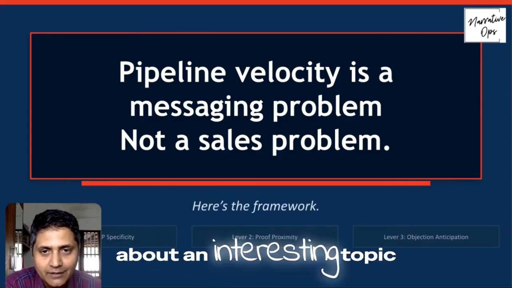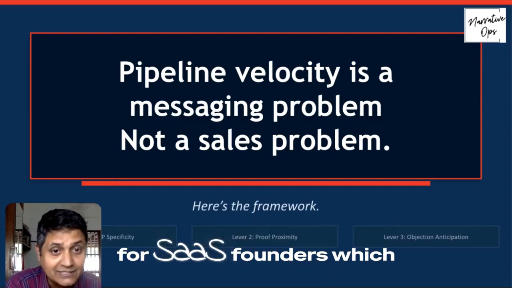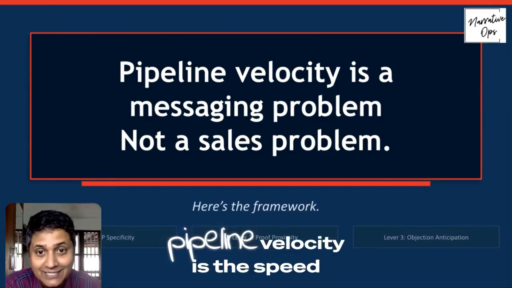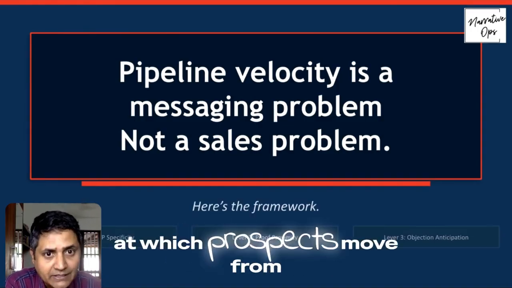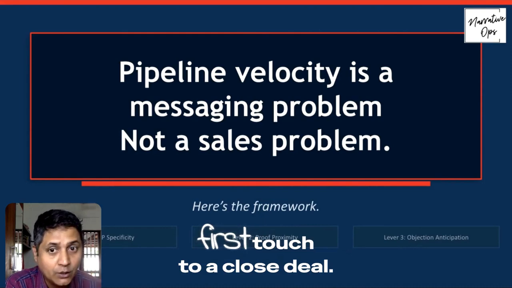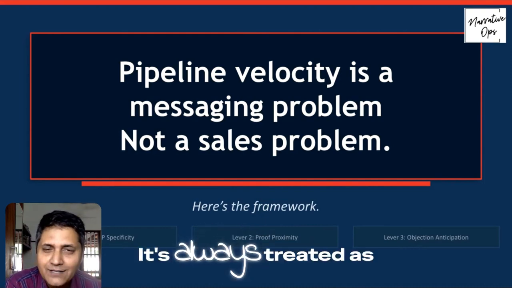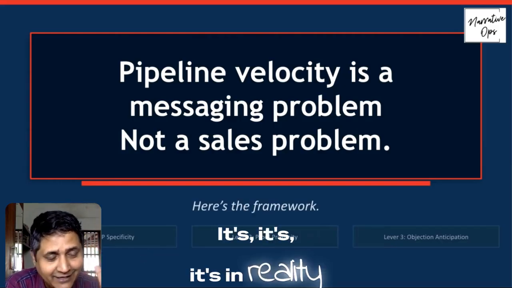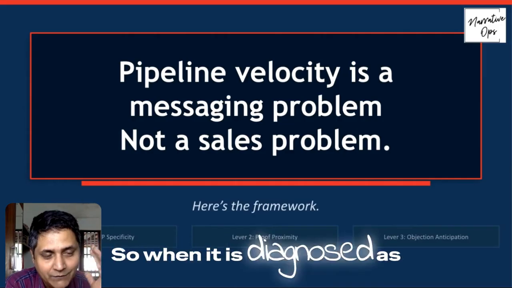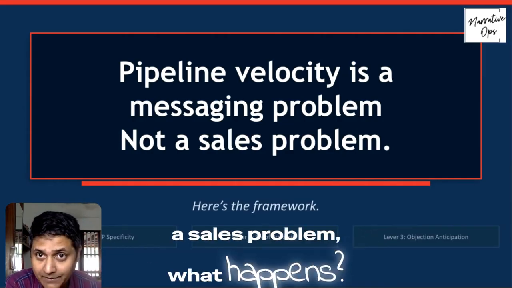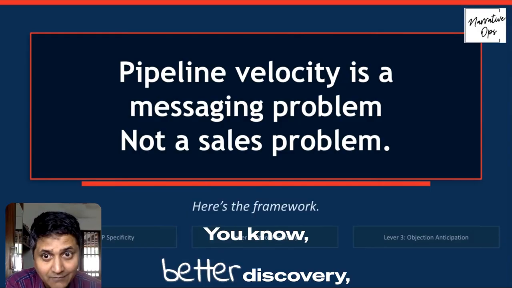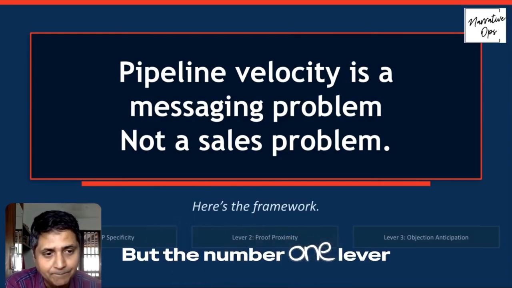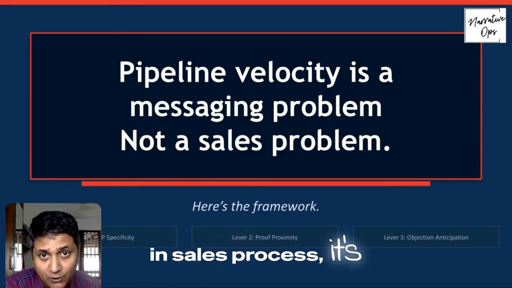So today I'm going to talk about an interesting topic for SaaS founders, which is pipeline velocity. For those who don't know, pipeline velocity is the speed at which prospects move from first touch to a closed deal, right? It's always treated as a sales problem. But it's not a sales problem. When it is diagnosed as a sales problem, what happens? Better discovery, tighter follow-up, stronger objection handling. But the number one lever on pipeline velocity is not in the sales process.